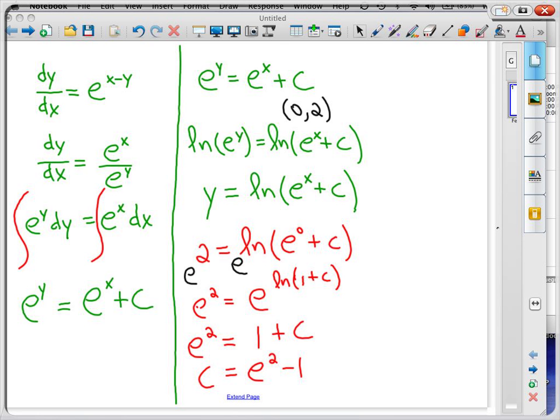Which makes our final solution to the problem y equals ln of e to the x plus e squared minus 1.